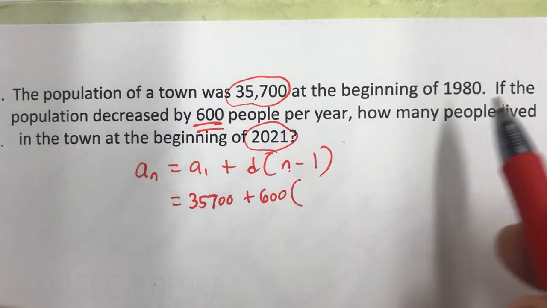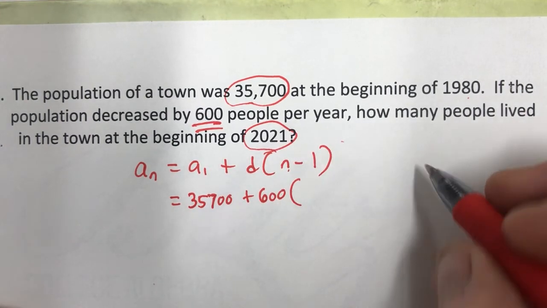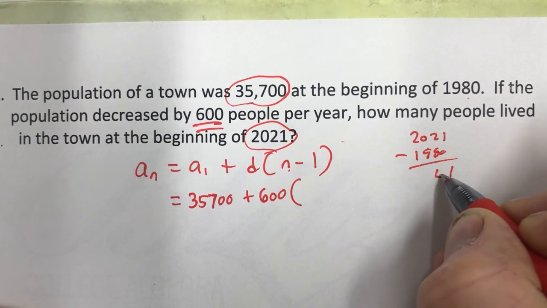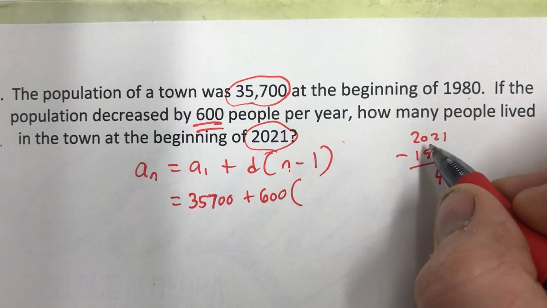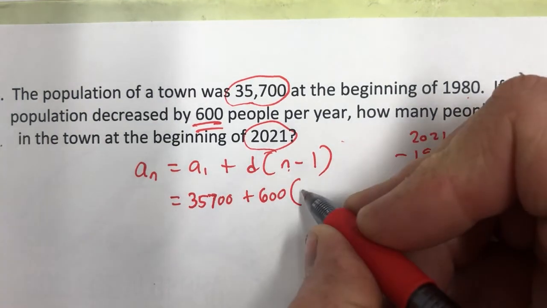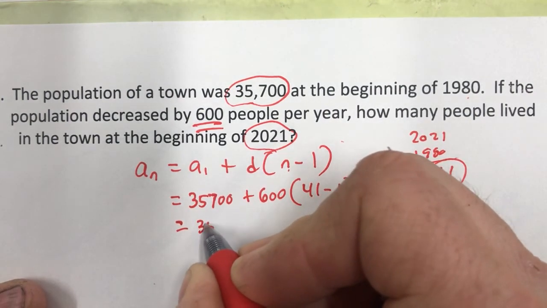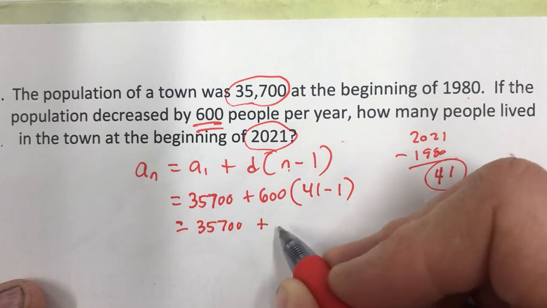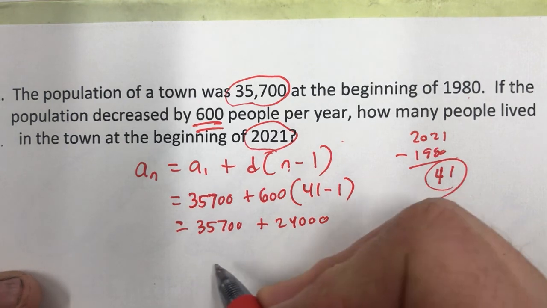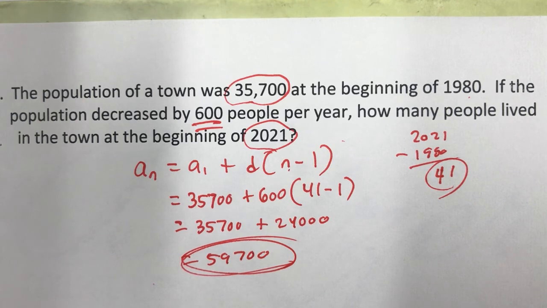And then my n, all right, if we're going from 1980 to 2021, 2021 minus 1980, let's see here. Is that 41? Right? So 41 minus 1. All right, so this is going to be 35,700 plus 24,000, which is going to be 59,700. And there you go. That's my population in 2021.